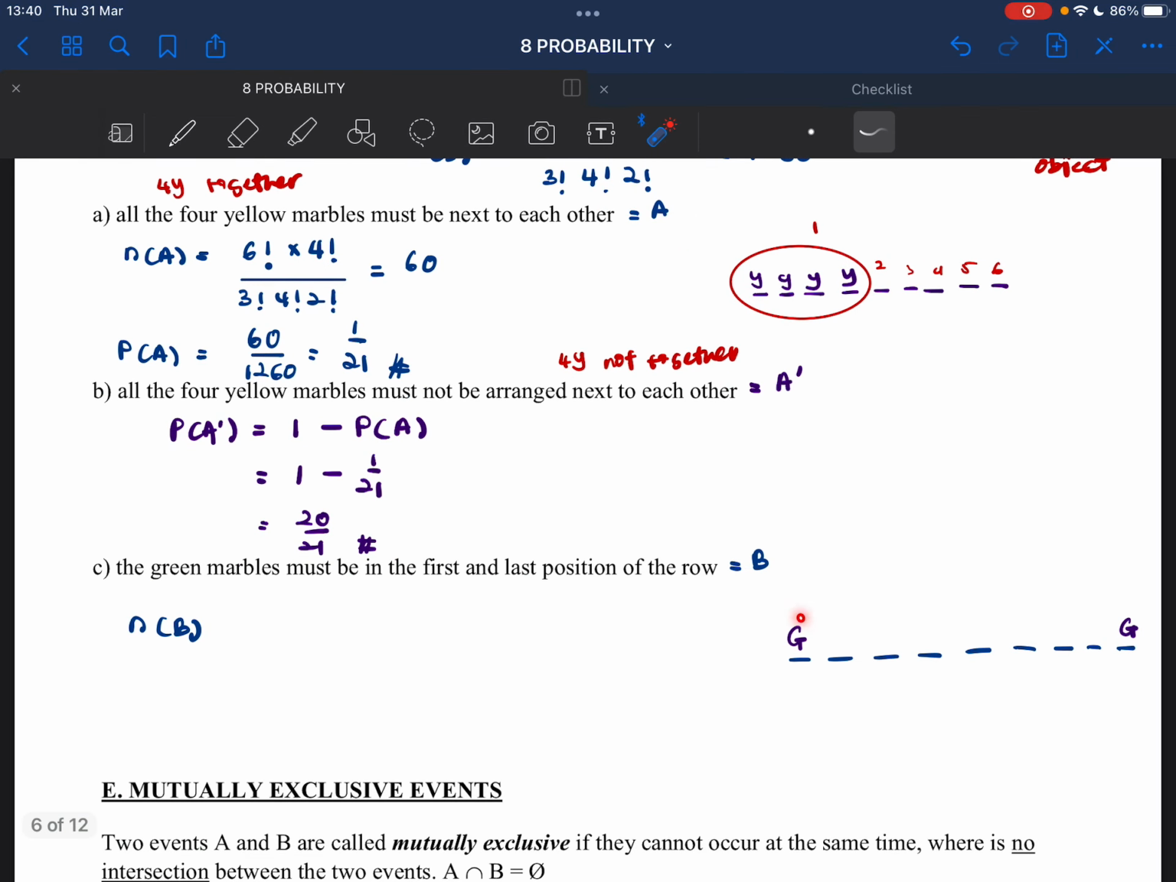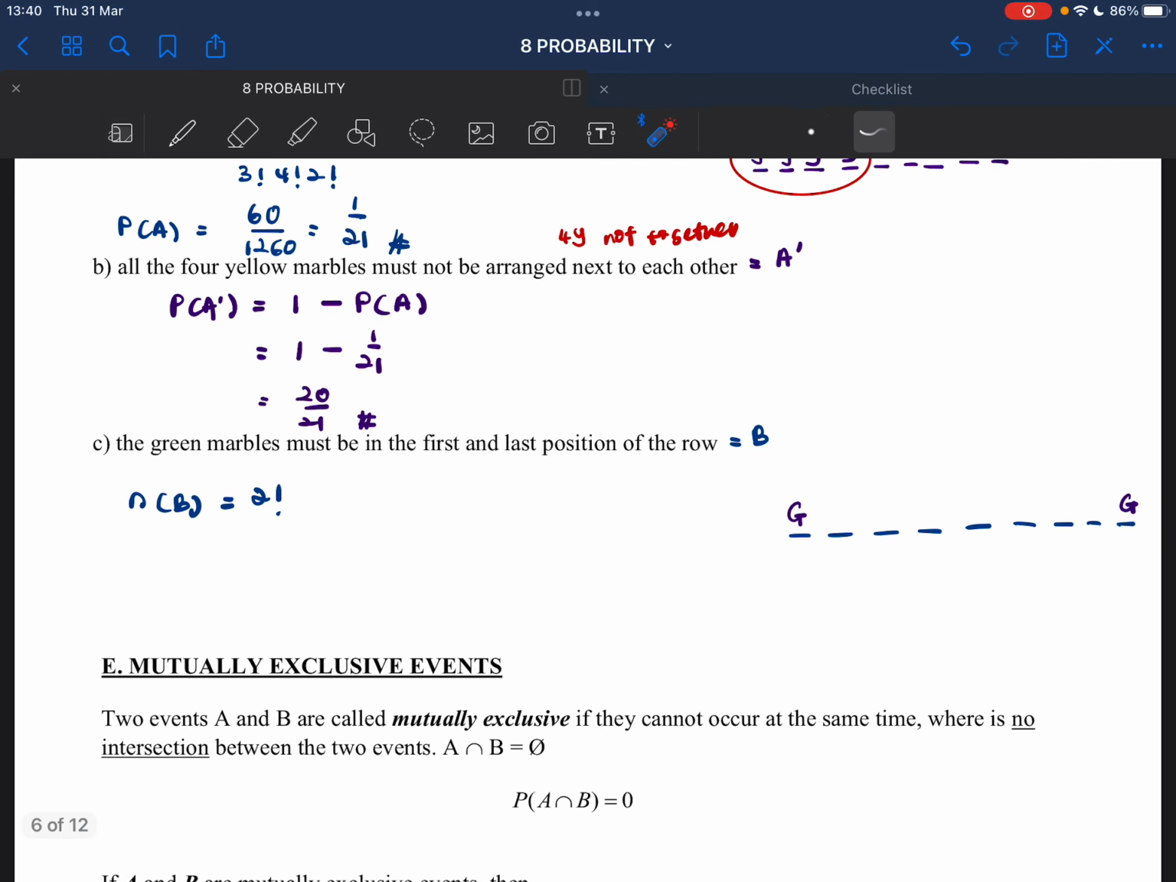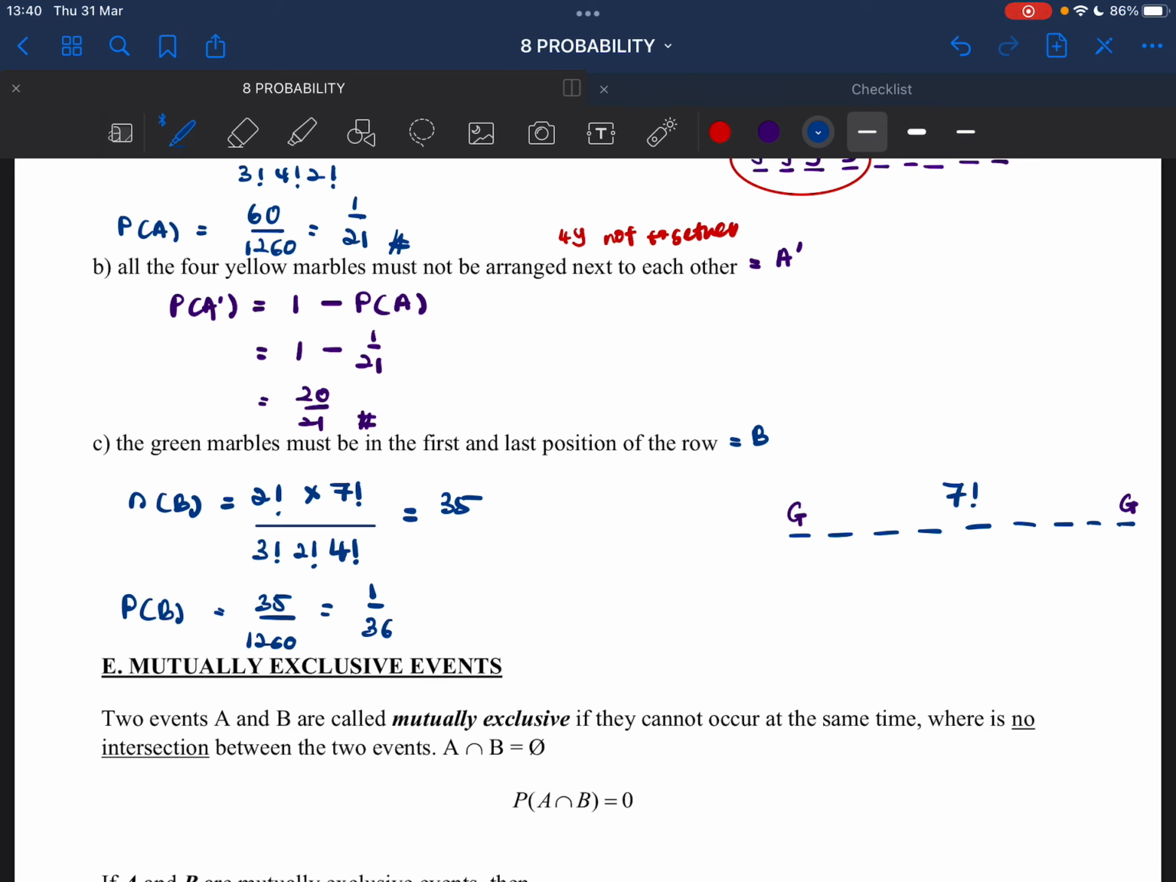Between these 2 greens, we can change places, so that will be 2 factorial. And what happens to the other 7? This one will be 7 factorial. So 2 factorial times 7 factorial. Don't forget we have to divide by all the identical objects, which is 3 factorial, 2 factorial, 4 factorial. Here we will have 35. Then, to get our probability, that will be 35 over 1260, which equals 1 over 36.